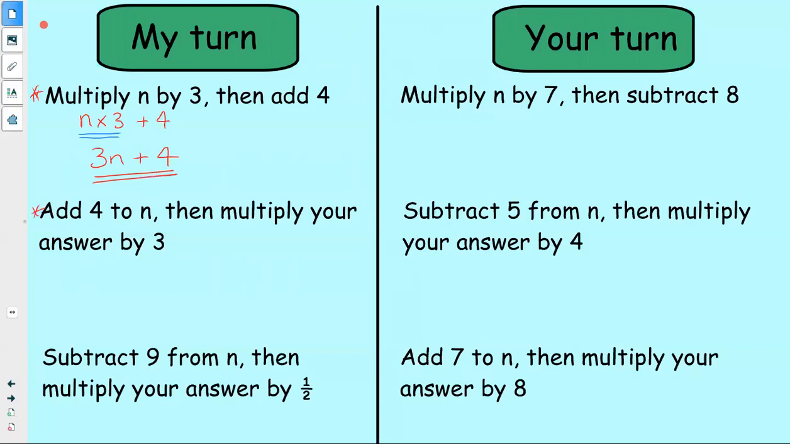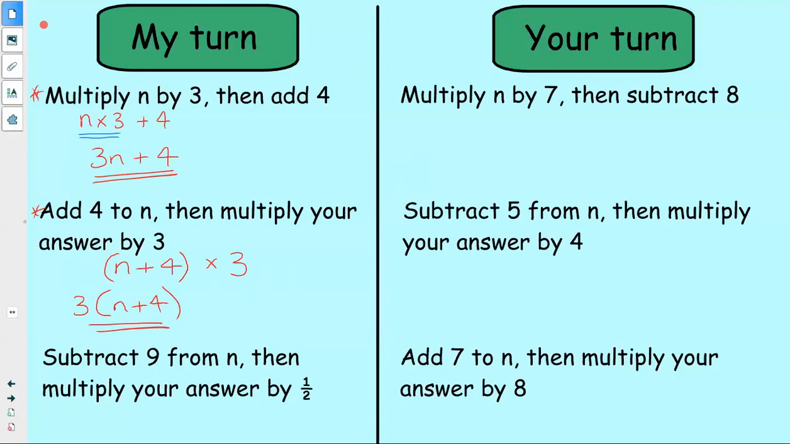Next one. Add 4 to n, then multiply your answer by 3. Okay, so you're starting with n, you're adding 4 to it, and then I want to multiply that answer by 3, so I need to do this part first, and then I want to multiply it by 3. Again, that multiplication sign doesn't have to be there. You can put the 3 on the outside of the brackets, like this.